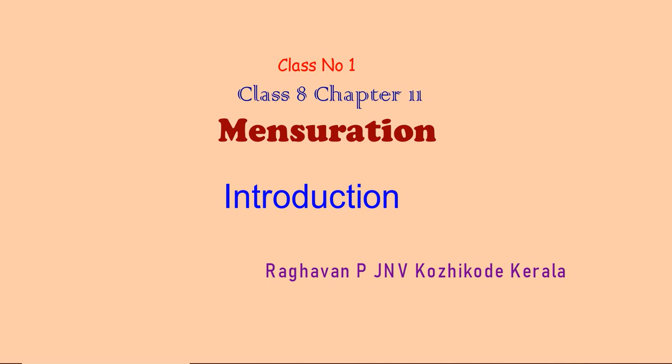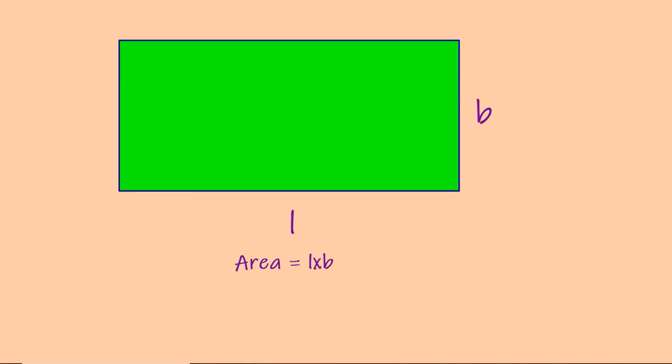We have already learned the area and perimeter of some 2D shapes such as rectangles, squares, etc. Let us recall it. Let me take a rectangle. Its length is equal to L and breadth is equal to b. Then what's its area? Area you can write as L into b, that is length into breadth. Then what's its perimeter? Perimeter you can write as 2 into (L plus b), that is 2 into (length plus breadth).